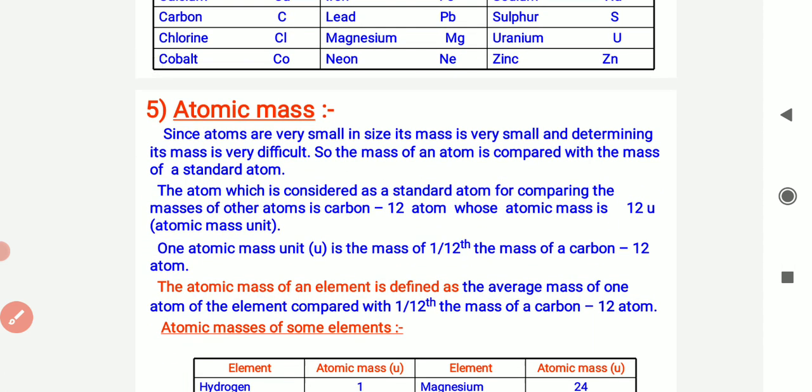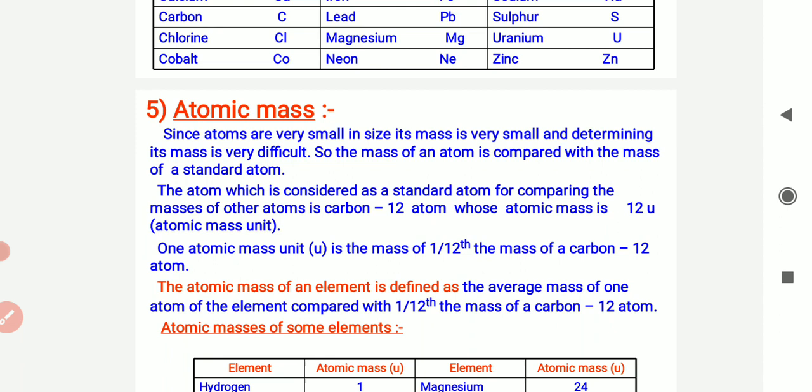Now we are going to discuss atomic mass. What is atomic mass, ma'am? I don't know. Let us see about that. Since atoms are very small in size, their mass is very small, and determining the mass in numbers is very difficult. We know that atoms are the smallest particles, about 10 raised to minus 9 meters. As it is very small, its mass is also very small. So it is very difficult for us to write the mass in numerical values.